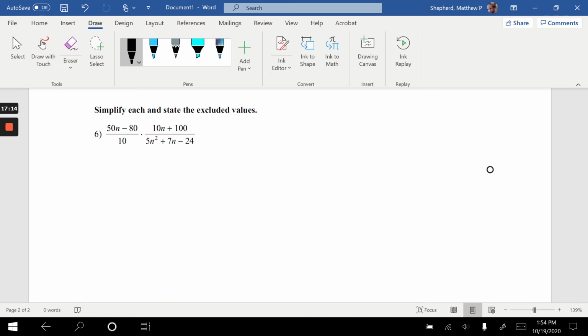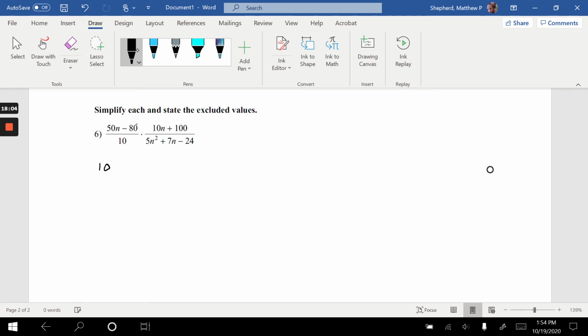All right. So now let's do this final one. It looks tricky. Before I do a lot of multiplying, what I want to do first is factor everything I can. So rather than going through the process of multiplying 50n times 10n, 50n times 100, negative 80 times 10n, negative 80 times 100, and allowing everything to just balloon out, I'm going to see if factoring everything first simplifies things.